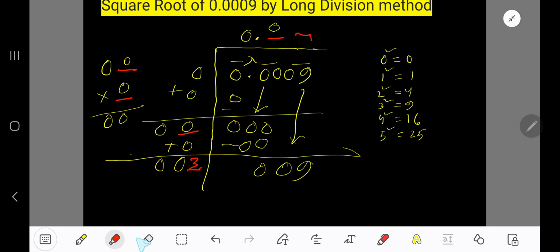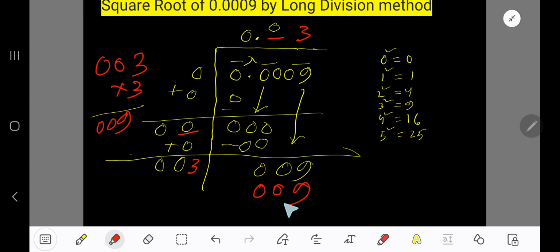If you take 3 here, this 3 must come here. Now multiply 3 times this. 003 times this 3. These 2 zeros don't have any value. 3 times 3, 9, then 0. So 3 times this, 009. If you subtract, you are getting 0. As your remainder is 0, we are done.